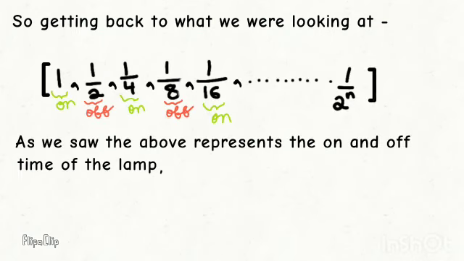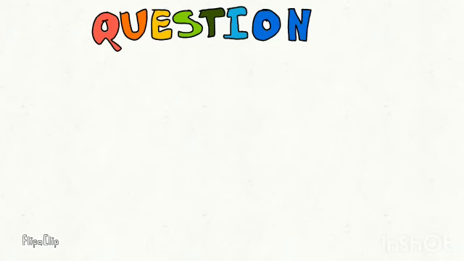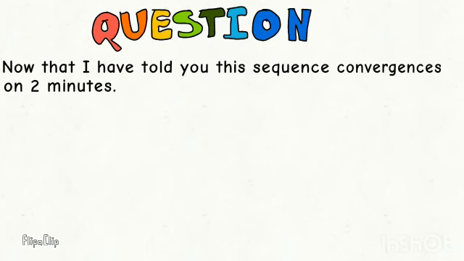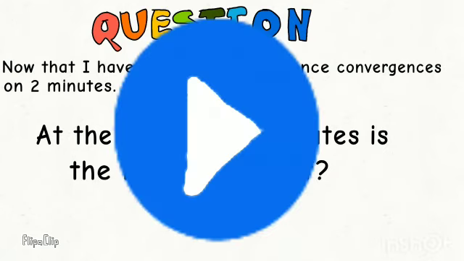So getting back to what we were looking at. As we saw, the above represents the on and off of the time of the lamp. Now we even further know that the series above converges to 2 minutes. Now that I've told you the sequence converges on 2 minutes, answer this question. At the end of 2 minutes, is the lamp on or off? Pause the video and think about that.